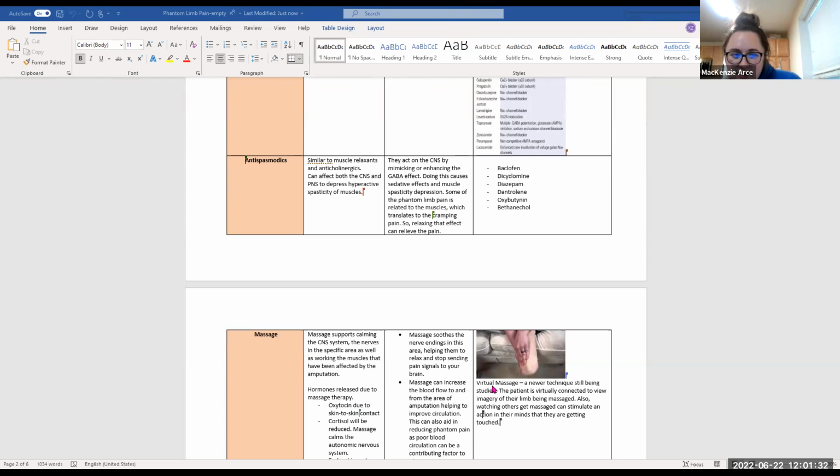All right. But that would make sense because the spasming can be unbelievable. I mean, even in people with spinal cord injury, the spasming is just unbelievable. So I could definitely see where that would help.